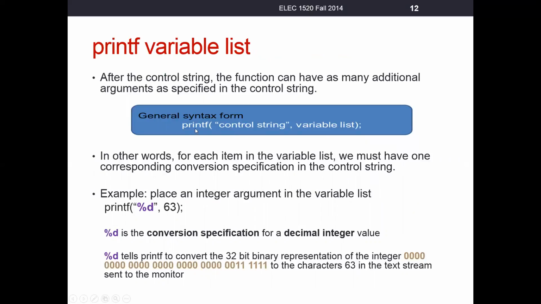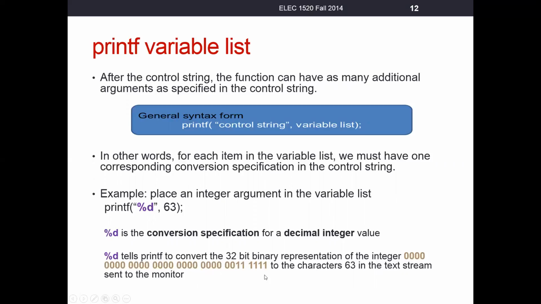Our general form, when we want to print out variables, is we'll always have this control string, and we'll always have something in the variable list. Here's an example of what our string will look like when we want to add an integer argument in the variable list. If we just want to print out this integer value of 63, we're going to place this conversion specifier, %d. %d stands for a decimal integer. Everything in memory is stored in binary, so here I've used 32 bits to represent the integer 63, which is a really long string. We don't want to see that printed out. %d says to take this string, convert it to base 10 decimal, and we'll see the characters 63 on the screen.